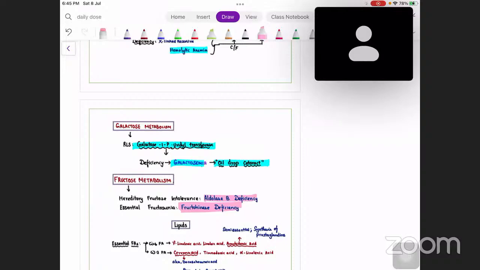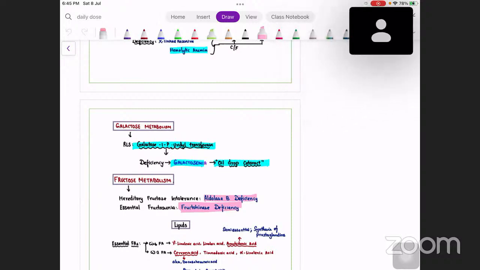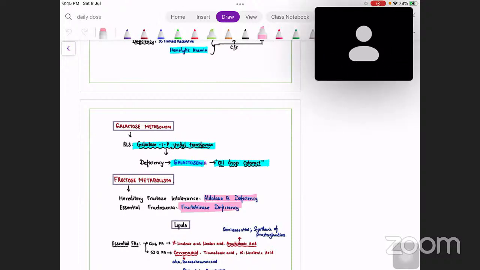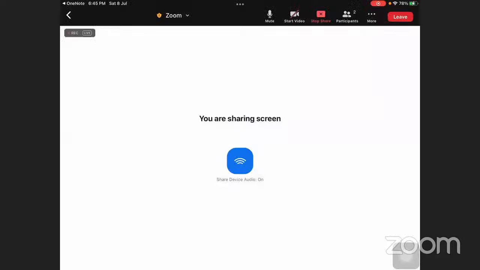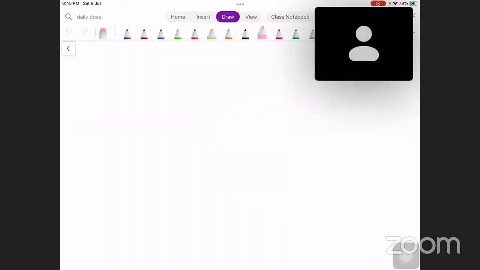So with that, we have completed our carbohydrate. So now we can proceed with the next area of interest, which is your lipids.